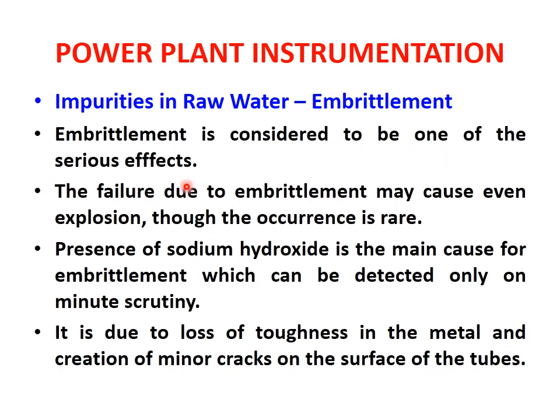And the last impurity, the fifth type of impurity in raw water, is embrittlement. Embrittlement is considered to be one of the serious effects. The failure due to embrittlement may cause even an explosion, though the occurrence is rare. This type of impurity is mostly present in smaller cases, so the occurrence is lower. The presence of sodium hydroxide is the main cause of embrittlement, which can be detected only by minute scrutiny. I will explain how embrittlement takes place.